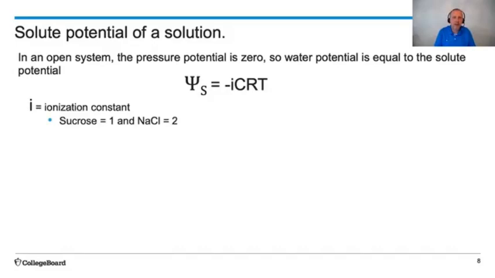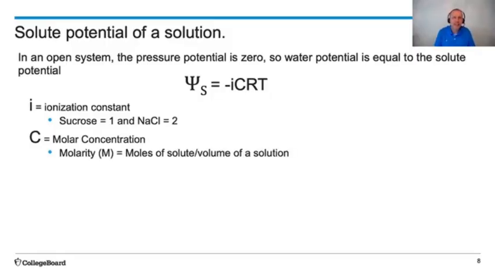So for the formula, i is equal to the ionization constant. So sucrose is equal to 1 and salt is equal to 2, in terms of ionization constants. C is equal to molar concentration. Molarity is the moles of solute per volume of a solution. So how much sugar is in water? R is equal to a pressure constant of 0.0831. That constant, that number, is located on the formula sheet.